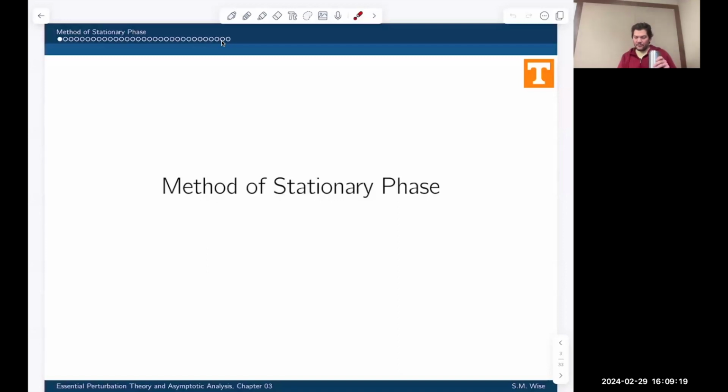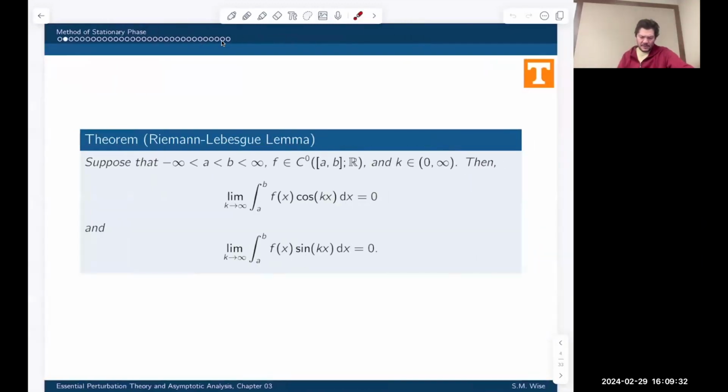All right, so today, as I said, we're going to discuss the method of stationary phase. And this is for integrals which have oscillatory kernels or oscillatory parts. So let's have a look. Before I get into the general form of what we want to study, the first thing I'm going to talk about is basic integrals of this type, where we're integrating on a finite interval a to b a continuous function against cosine kx, and we're going to send k, the wave number, to infinity.